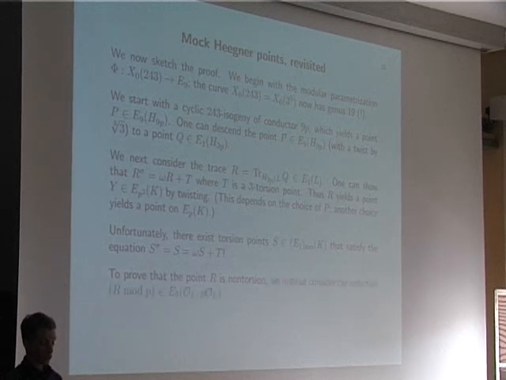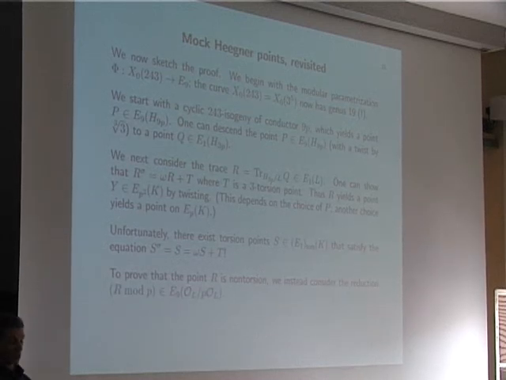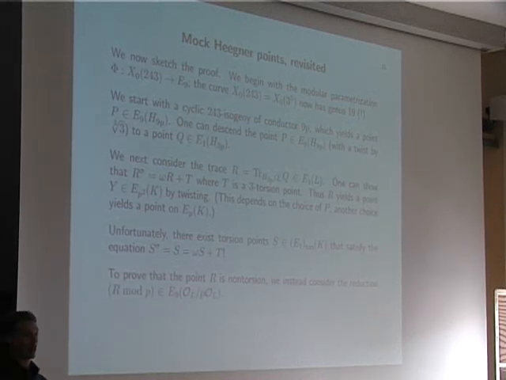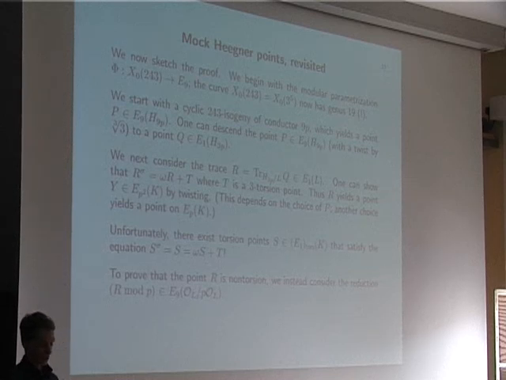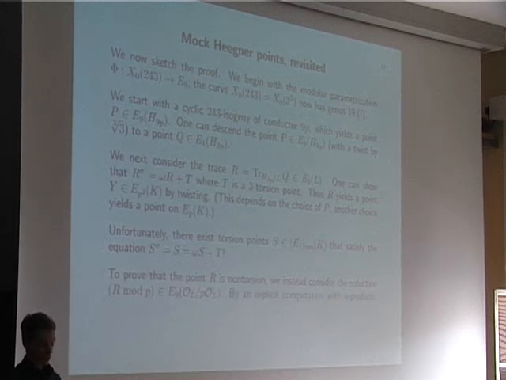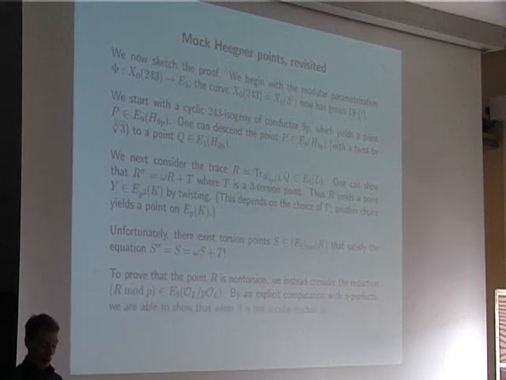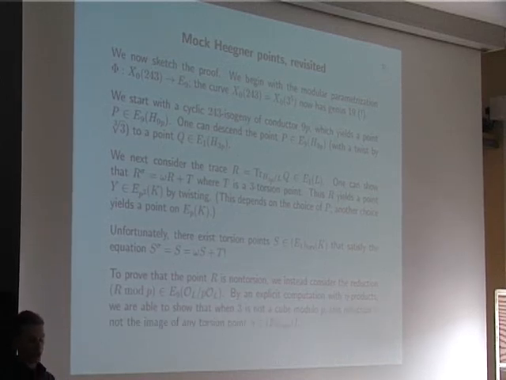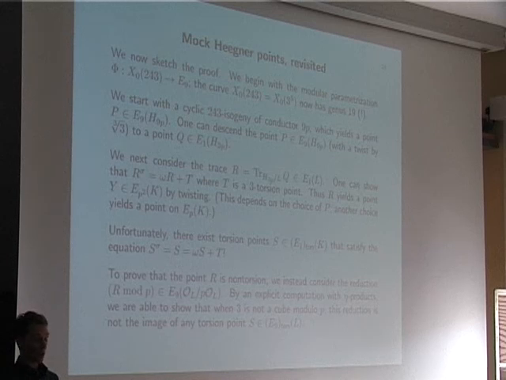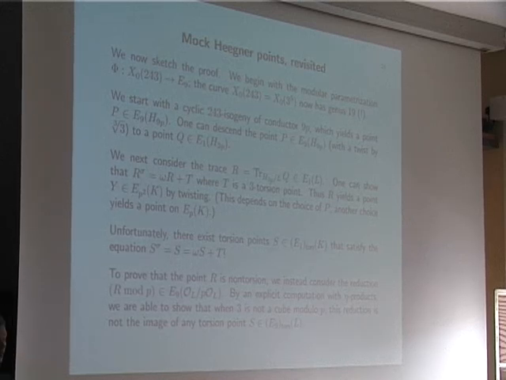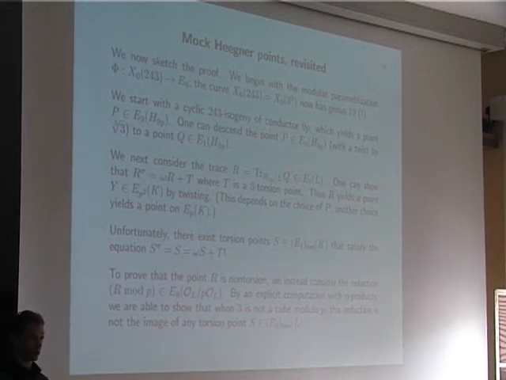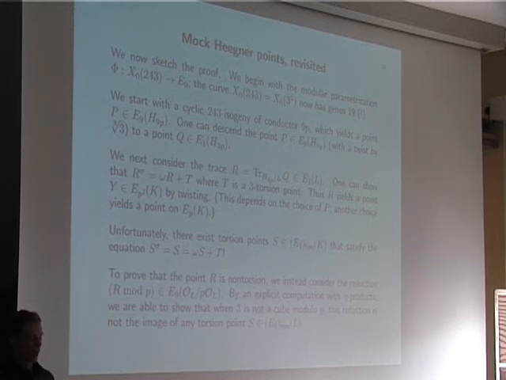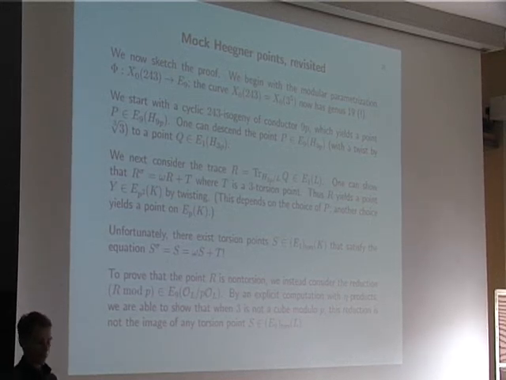To prove that R is non-torsion, we take the point R and look at it mod P on E9. It turns out that this modular parameterization can be given explicitly by eta products. As a result, when 3 is not a cube modulo p, you do a computation and you can show that what you end up with is not the image of a global torsion point. So you have to work a little bit harder. I'm not going to say more details about that.